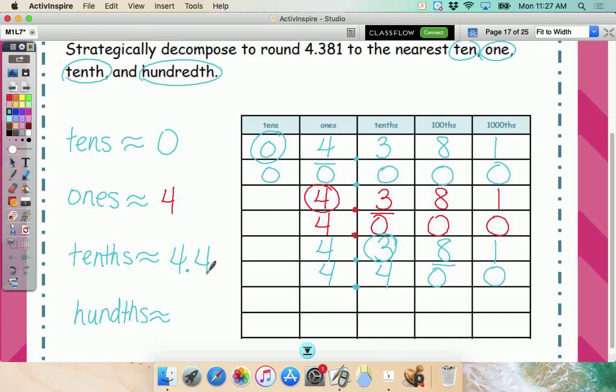You're a winner in the rounding game. How you doing? Not bad. It'll get easier, okay? Let's do the nearest hundredths place now. 4.381.